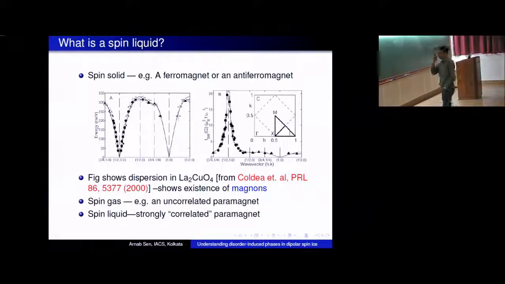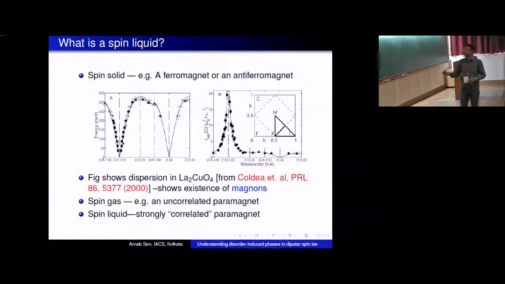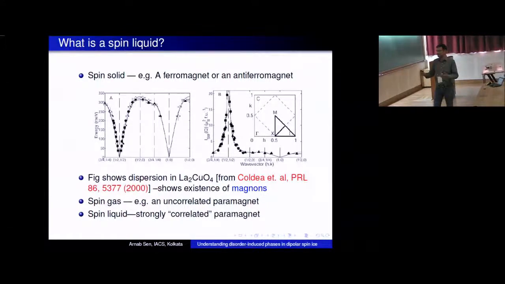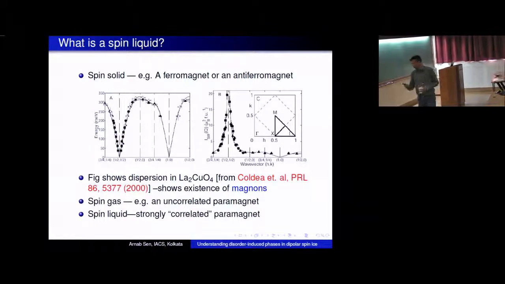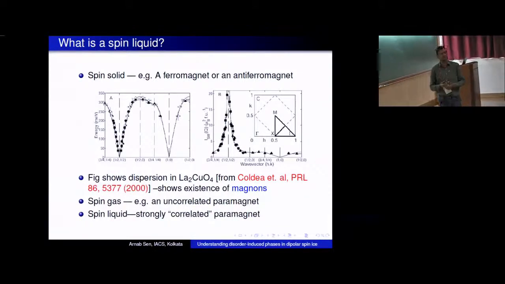A spin gas, on the other hand, is some quite uncorrelated phase of matter, where each spin may be doing its own fluctuations totally independent of the others. That's like a totally uncorrelated paramagnet. So that's a spin gas. Whereas one loose definition of a spin liquid might be that it's neither this nor this, but something in between. It's some very strongly correlated paramagnet which hasn't broken any long-range symmetries, but it's very strongly correlated, so it's rather different from this phase. Okay, so this is, of course, a bit of a loose definition.